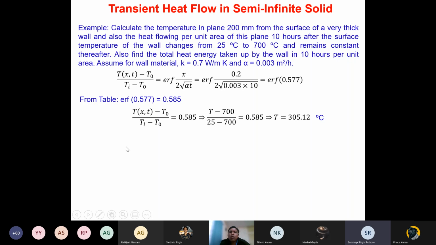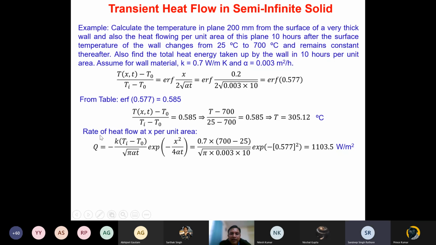Okay, now what we are interested in finding out. So the first part is clear. We have calculated this temperature. The second part is to find the total heat energy taken up by the ball in 10 hours. So we want to find the integral of Q naught dt over the time 0 to 10 hours, isn't it? Do you all agree? Yes.